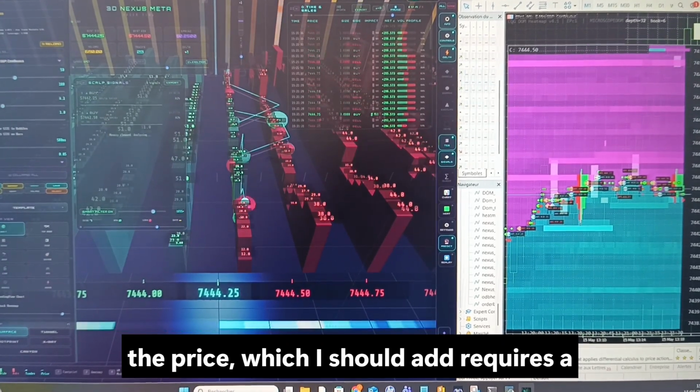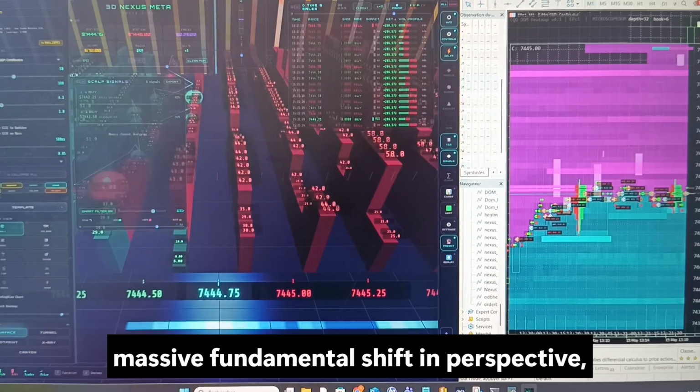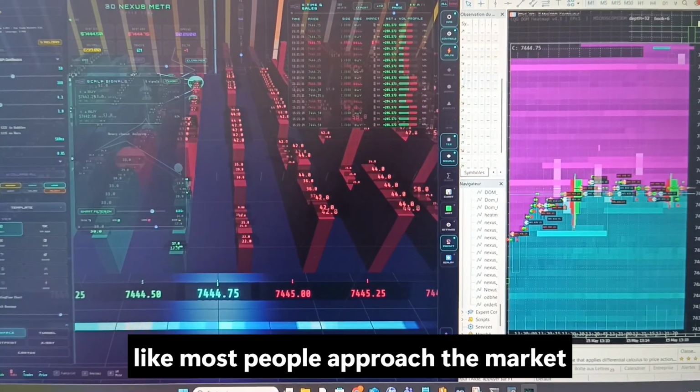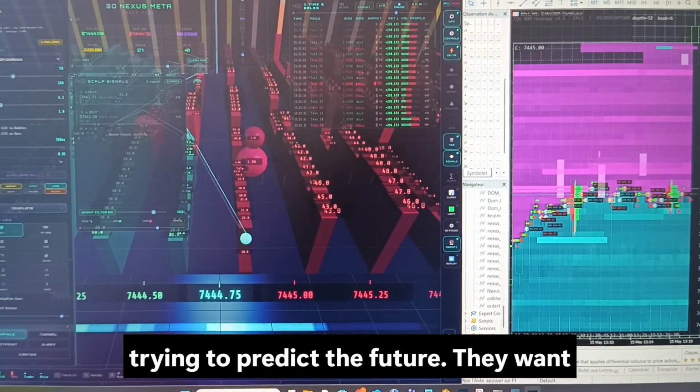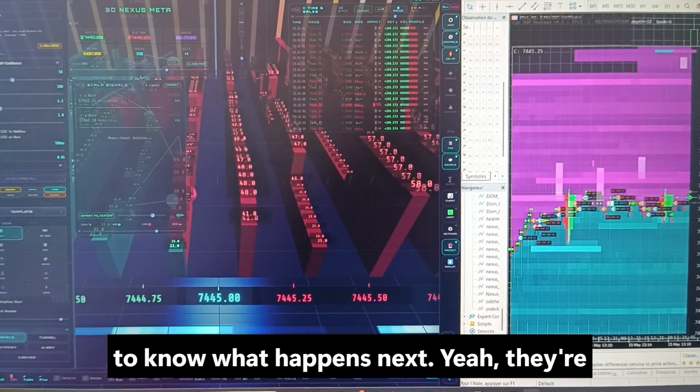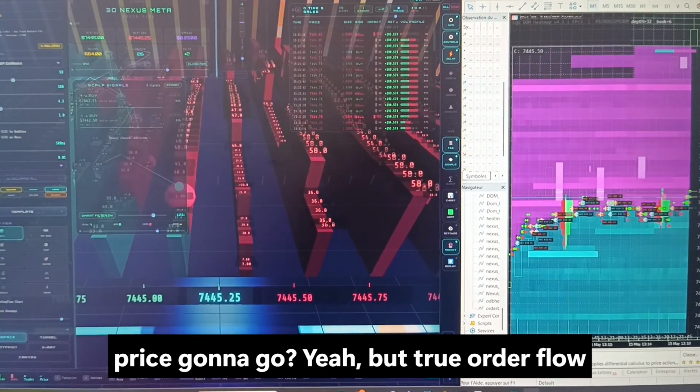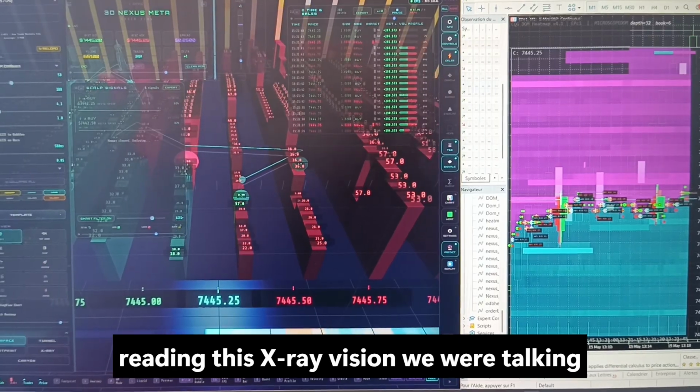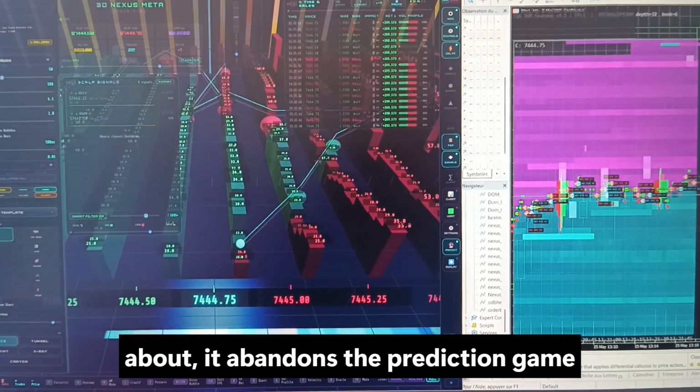Which, I should add, requires a massive fundamental shift in perspective. Most people approach the market trying to predict the future. Right, they want to know what happens next. They're constantly asking, well, where's the price going to go? But true order flow reading, this X-ray vision we are talking about, abandons the prediction game entirely.